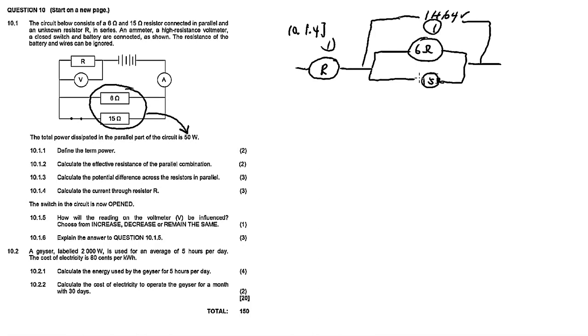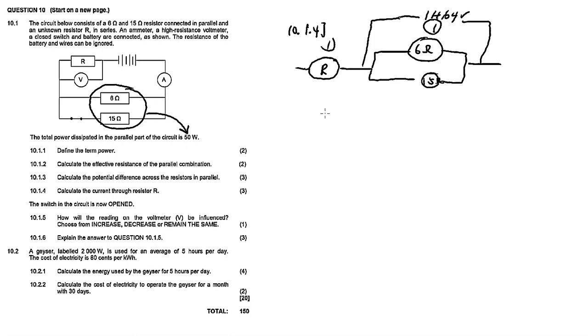In a series connection, right? I know that the current flow here is the same as the current flow here, because the current remains constant in series. The only thing divided is the potential difference. So by calculating the current flow through the parallel combination, we automatically get the current flow through the R resistor. So we're just going to calculate the current flow through this parallel combination. Then that is our answer to this question 10.1.4.